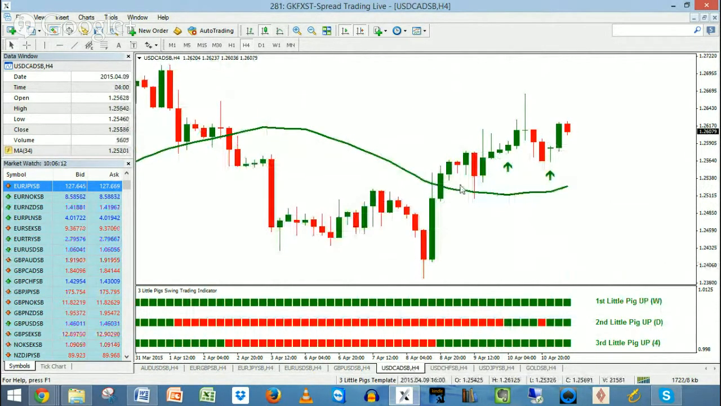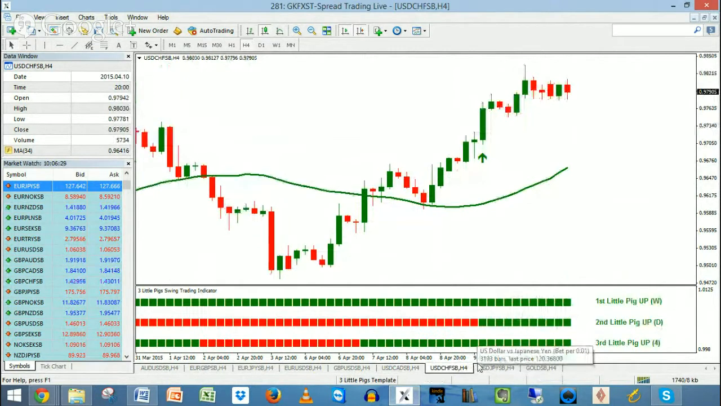USD CAD, again, it took a while for the daily here to catch up. Yeah, the daily was down here. So when the daily caught up, we got a signal here. So we're long from here. And again, we're just waiting now just to see what price does.